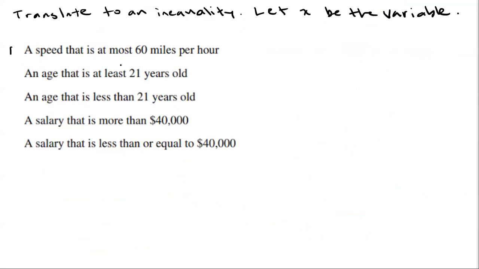Okay, so let's look at the first one here. It says we want to translate to an inequality, let x be the variable. So it says a speed that is at most 60 miles per hour.